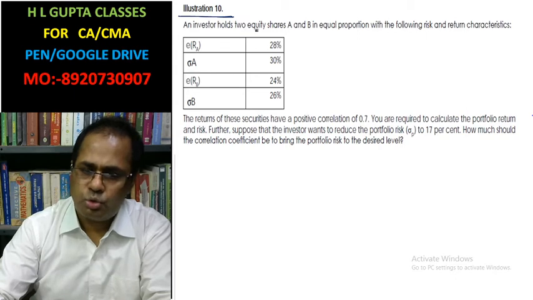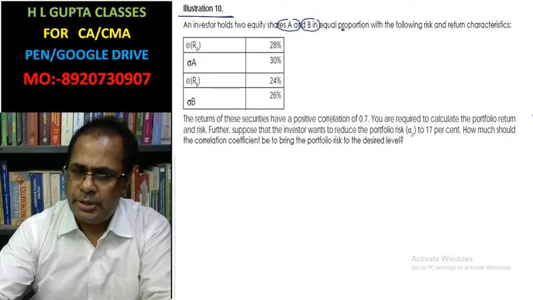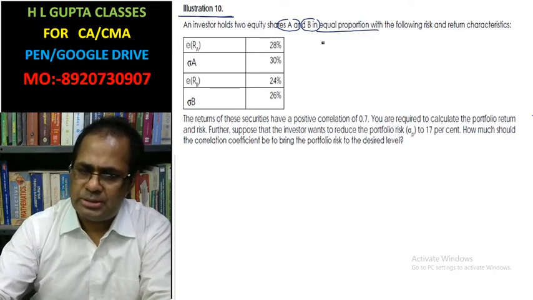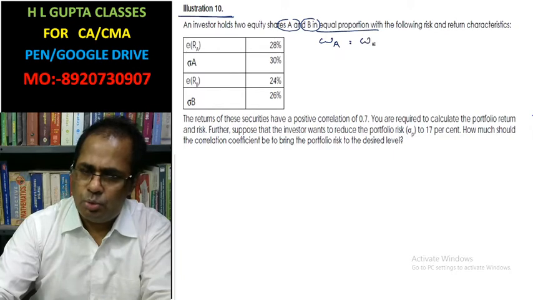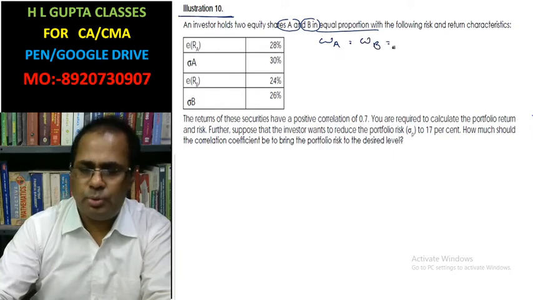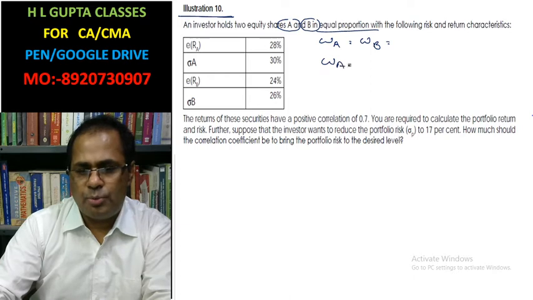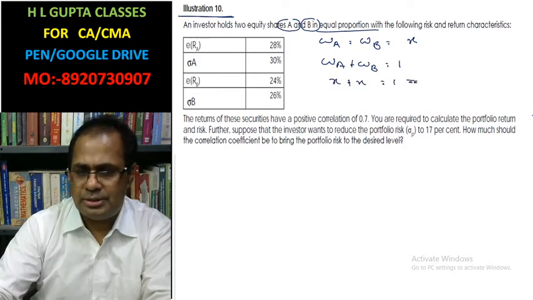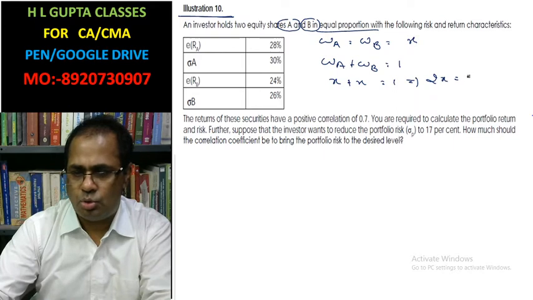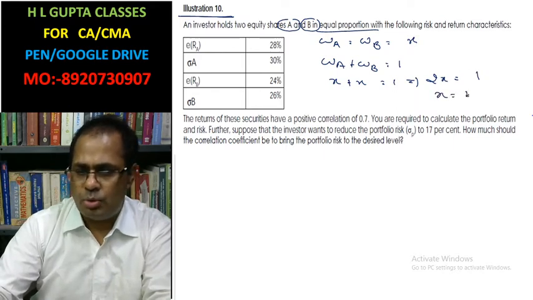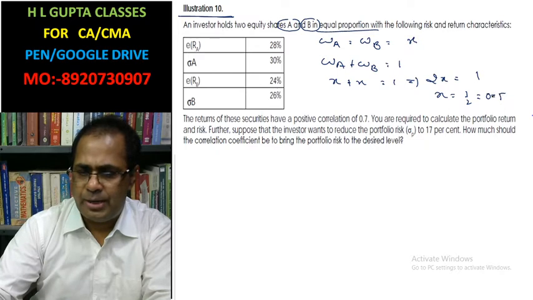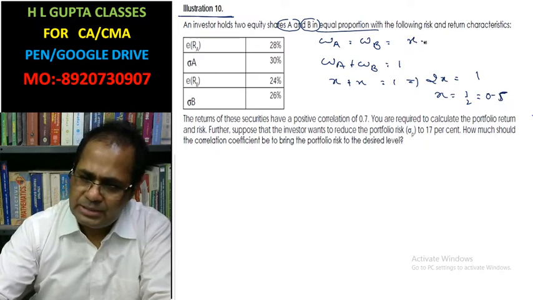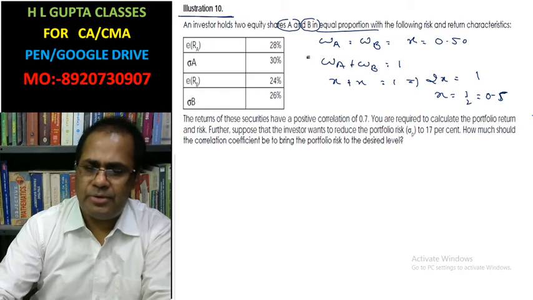An investor holds two equity shares, A and B, in equal proportion. Equal proportion means weight of A equals weight of B. As we know, the sum of weights is equal to 1. Suppose each is x, then x plus x equals 1. This implies 2x equals 1, x equals 1 by 2, that equals 0.5. In this way the weight of each is 0.50.